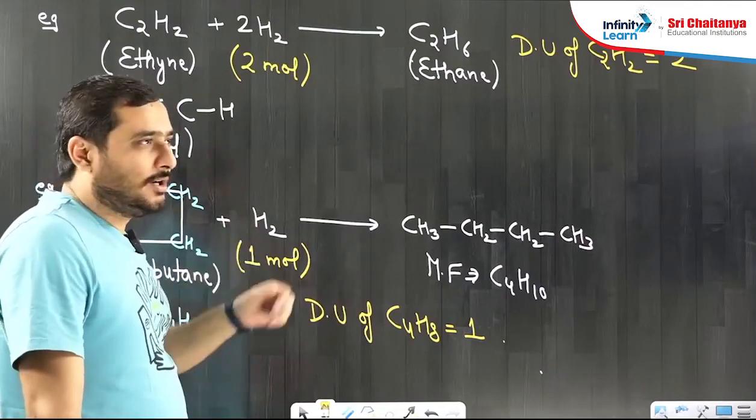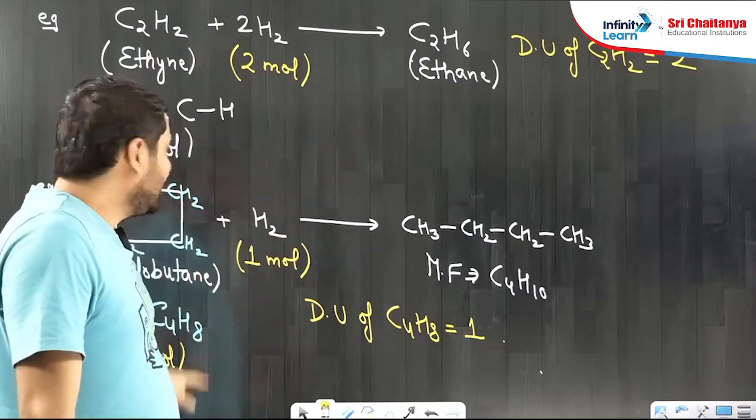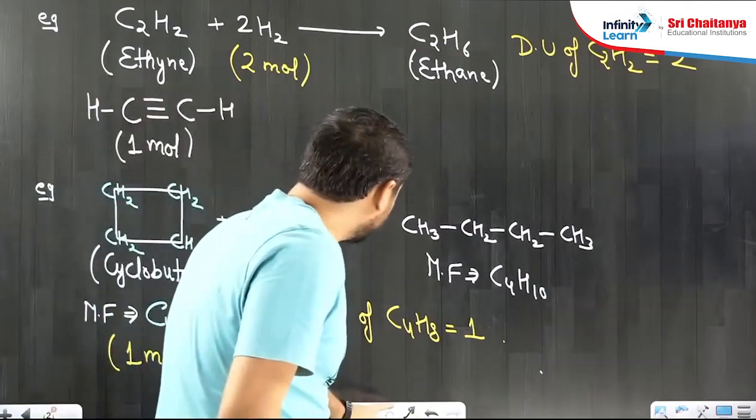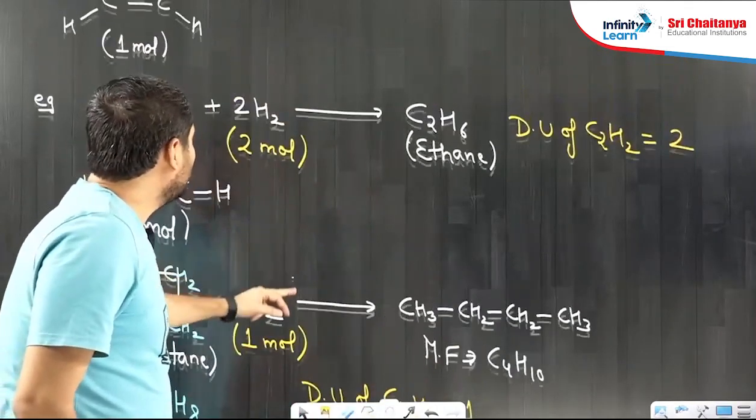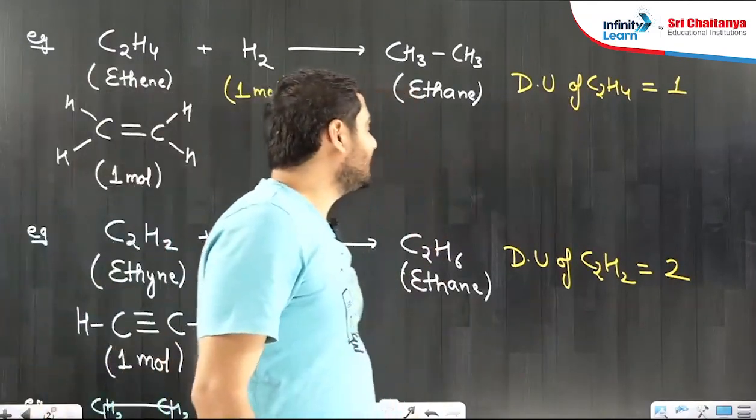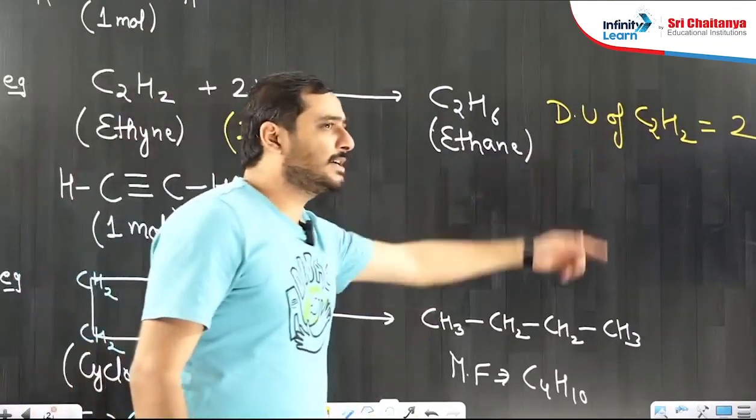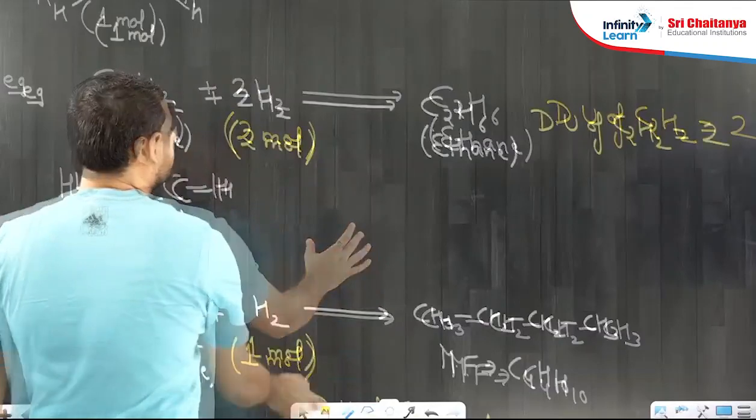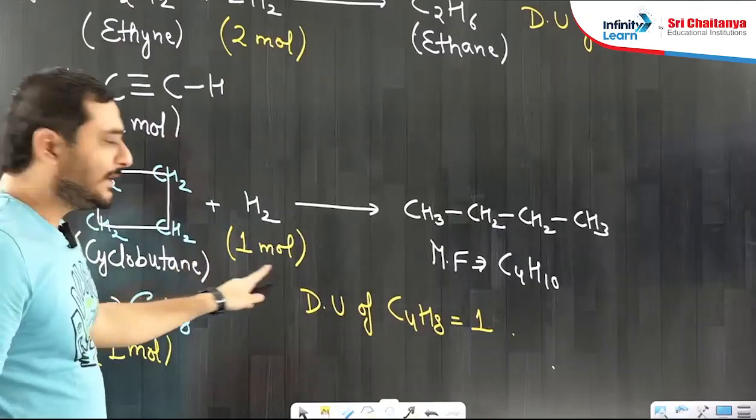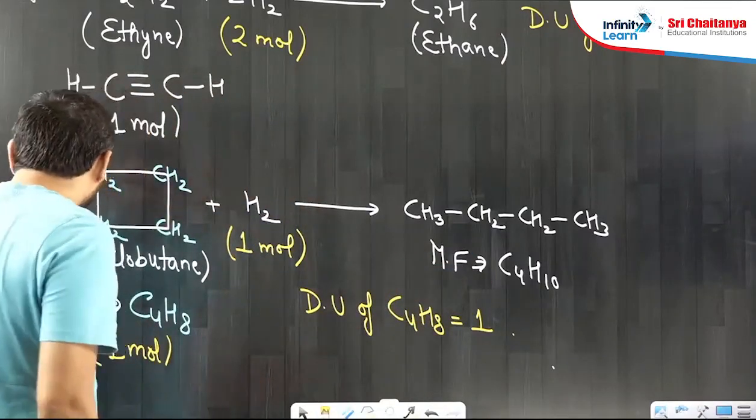So 3 points we have written. First is conversion of a double bond to a single bond, then a triple bond to a single bond. Then we have written cyclic compound to open chain compound. So what conclusion do we get from here? If a compound contains only one double bond, the degree of unsaturation is 1. If a compound contains only one triple bond, the degree of unsaturation is 2. Next, if a ring is present, the degree of unsaturation is 1. So this is a very important conclusion.